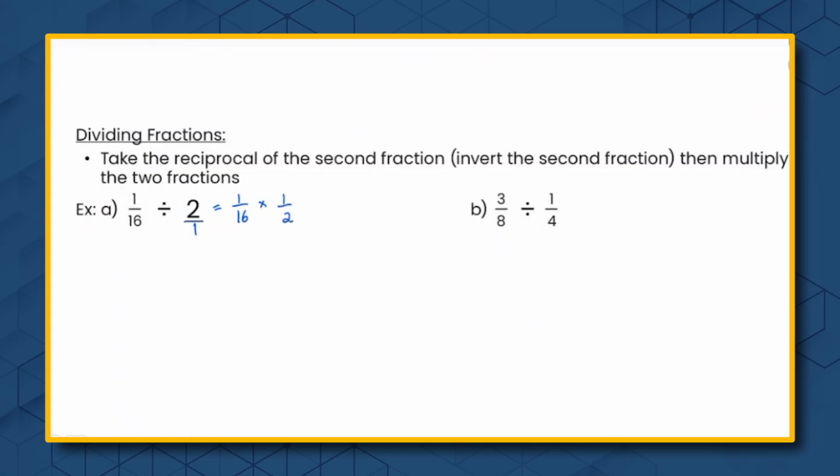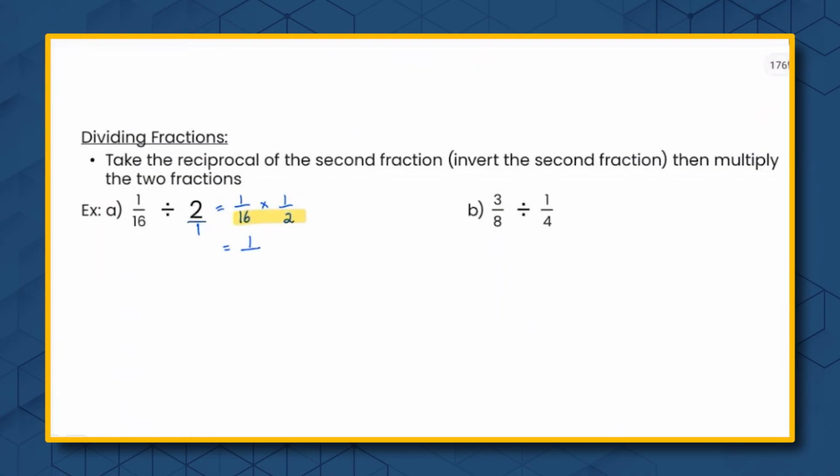And then now that we have a case of multiplying two fractions together, just as we saw in the previous examples, very straightforward, we will now multiply the numerators together. So 1 times 1 is 1. And then we're going to multiply the denominators together. So 16 times 2 is going to be 32. So the answer here is 1 over 32.